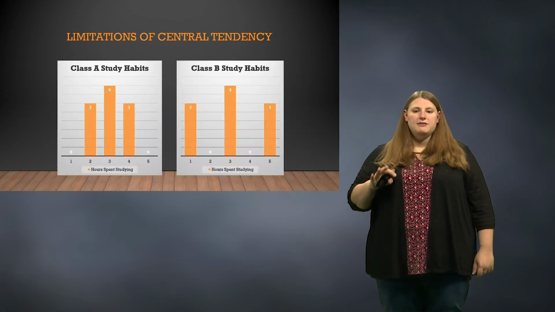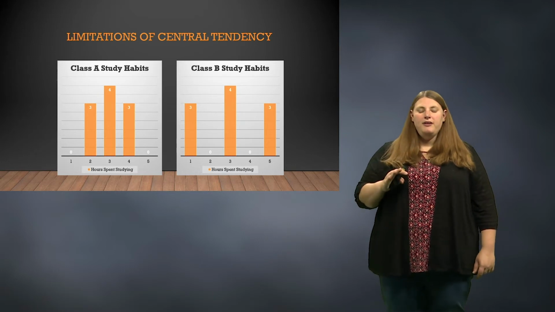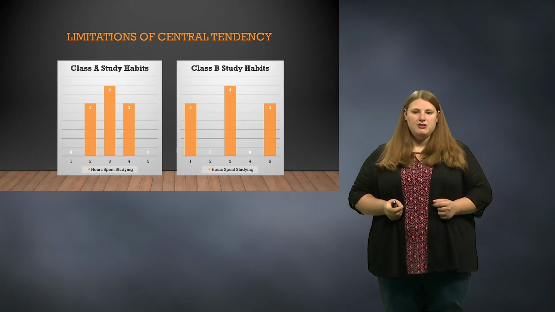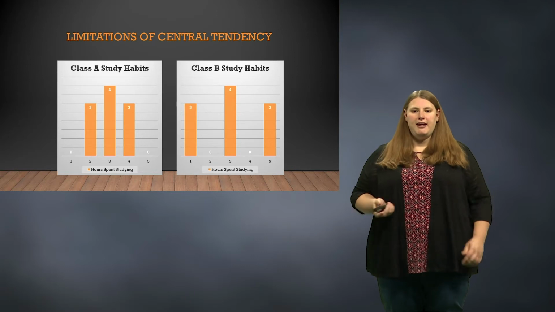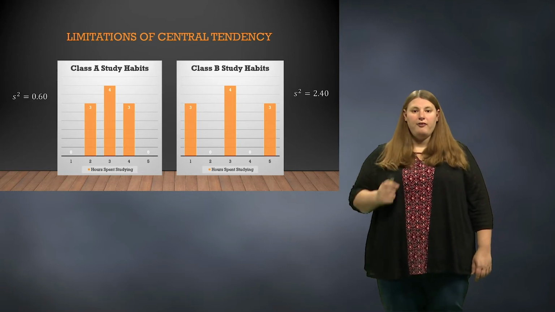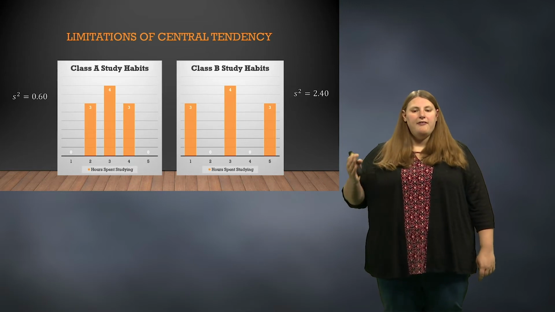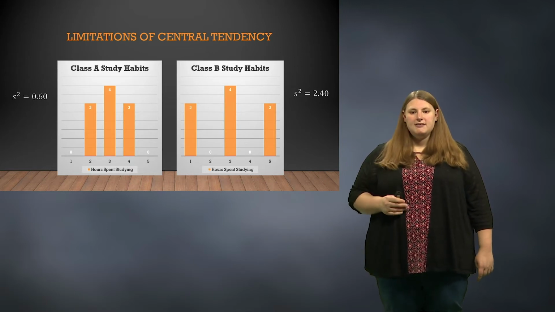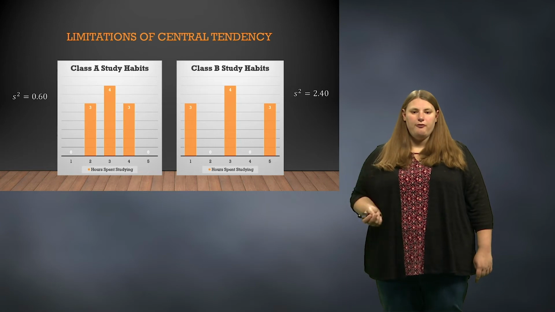Back at our classroom study habit example, we know that the range has already differentiated the 2 classes, but what about the standard deviation? I told you that I wasn't going to make you calculate the variance, so I've provided it here for you on the slide. The variance of class A is 0.6, and the variance of class B is 2.4.